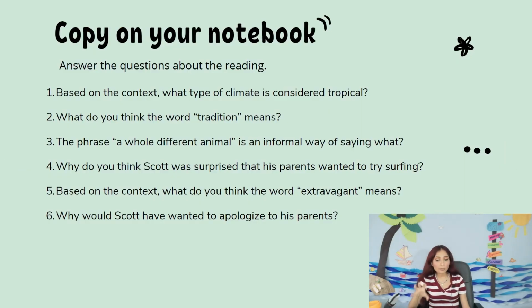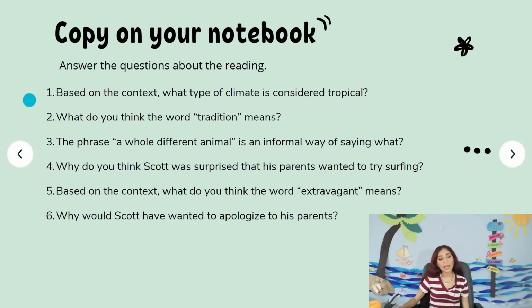It is, of course, notebook activity time. If you don't want to copy the questions, it's okay, but I want to see your answers in your notebooks. You need to write today's date and the instruction: copy in your notebook, answer the questions about the reading. So you can write number 1 and the answer. It is not necessary to write the question, but if you want to do it, it's okay.